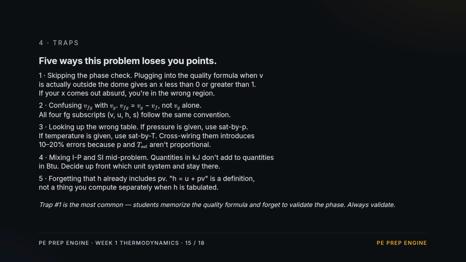5 ways this loses points. 1. Skipping the phase check. Jump to the quality formula and you can get x above 1 or below 0, meaning the real state is superheated or compressed liquid. Absurd x means wrong region. 2. The subscript fg means g minus f, the gap, not vg alone. 3. The right saturation table. Pressure given, sat by pressure. Temperature given, sat by temperature. Cross-wiring gives 10 to 20% errors.